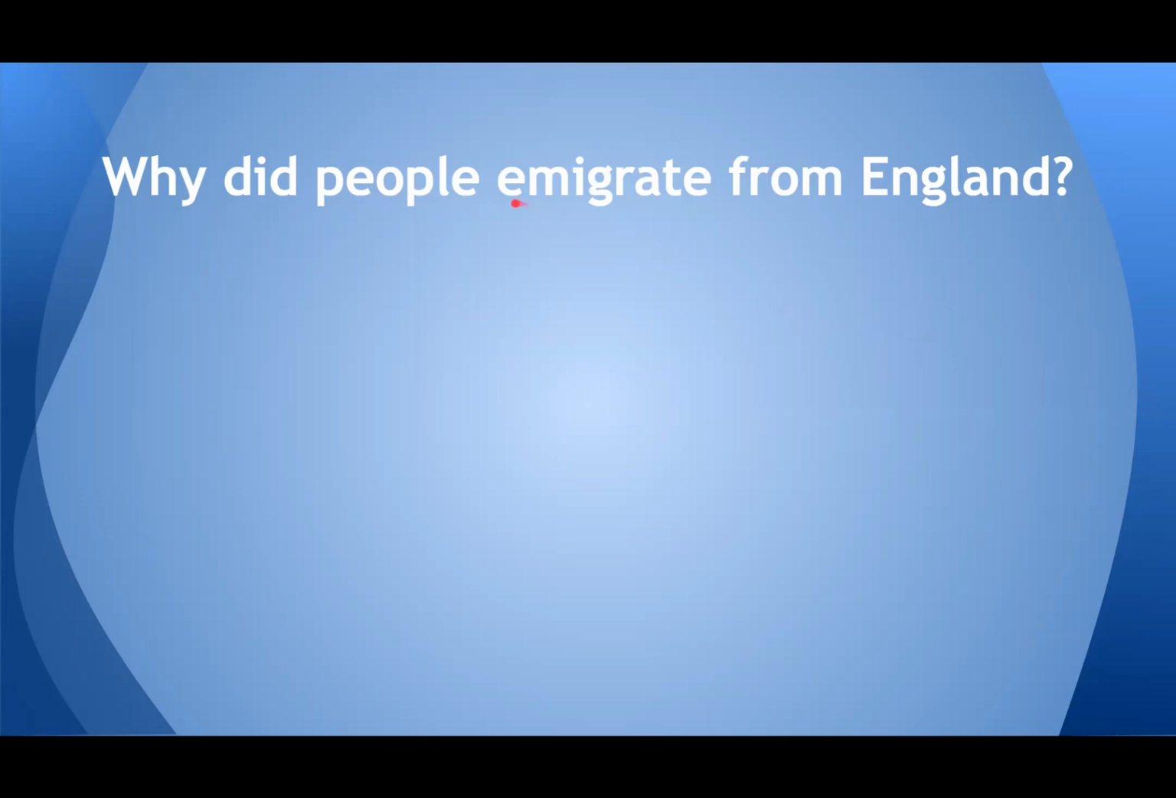And immigrate here is spelled with an E. When it's spelled with an E, it means to exit a country. So we're looking at why would people choose to exit or leave England? And there were several reasons that would lead people to want to leave their home country and come to the new colonies.